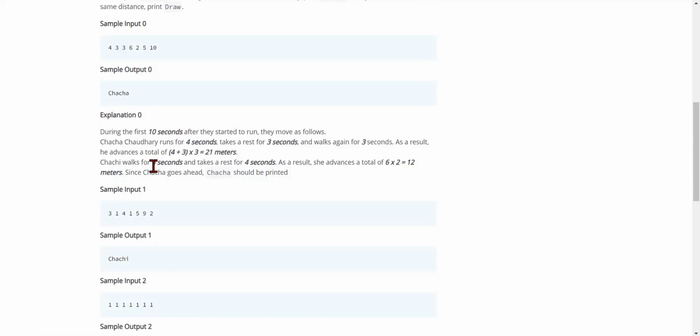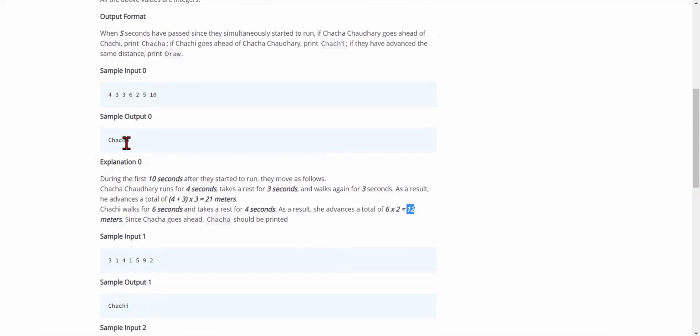Similarly, we have 6 seconds where Chachi runs with a speed of 2 meters per second and then takes a rest of 5 seconds. But as we are considering only till 10 seconds, the time for which Chachi runs is only 6 seconds. So we have the total distance as 6 into 2, which is equal to 12. Here it is evident that 21 is greater than 12. So Chacha is way ahead of Chachi, and we print Chacha here.